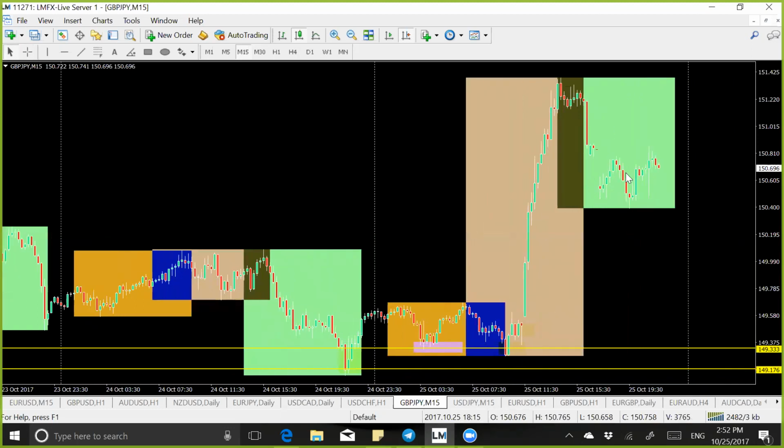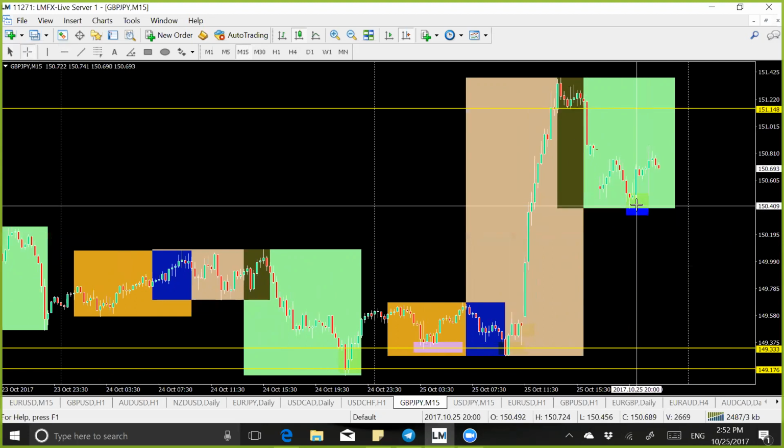What's being formed here? Now, simply for the pattern traders, they would have hit buys here, and they would be looking to take profit in this zone. That would be their first target if they're simply going based on this. That's still 73 pips.